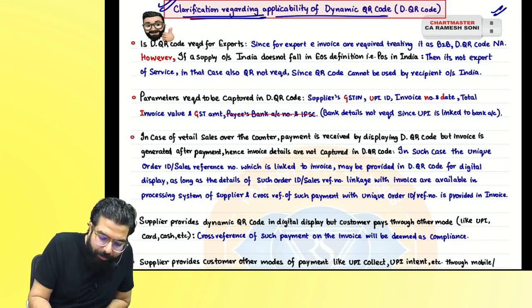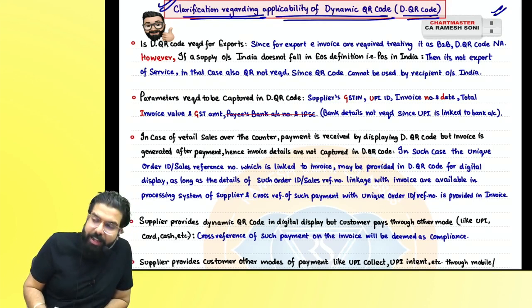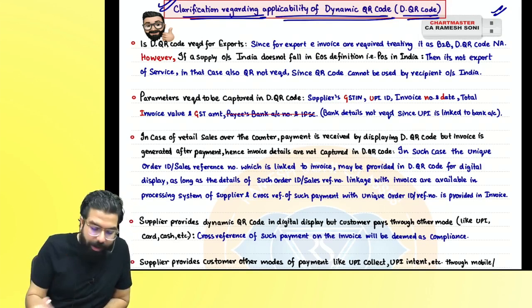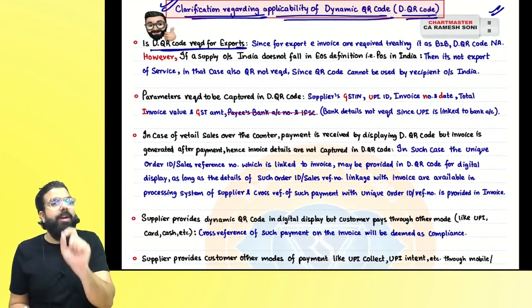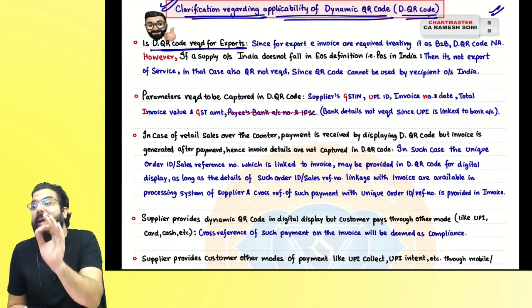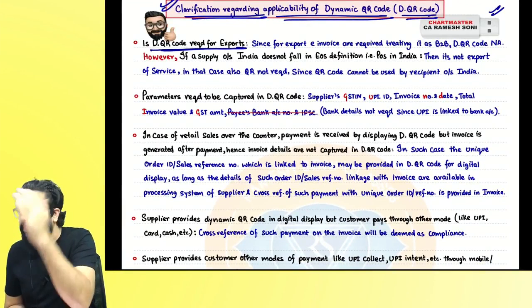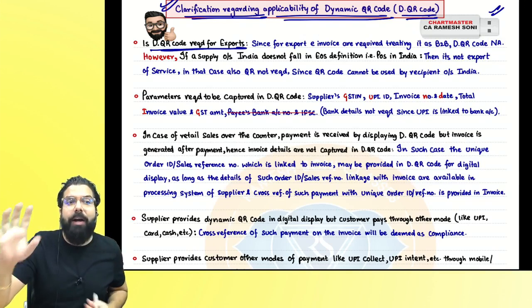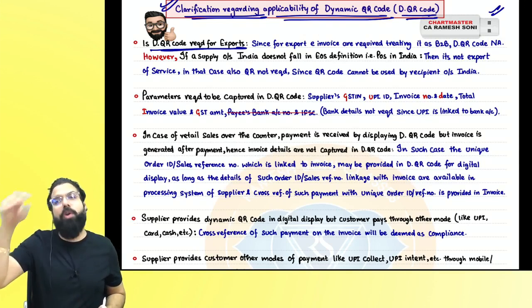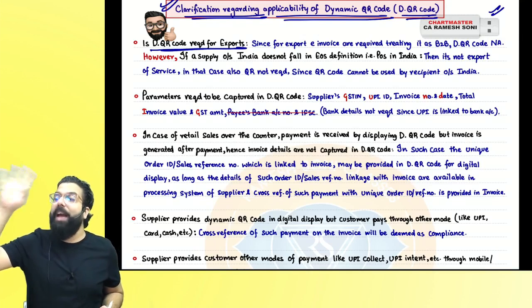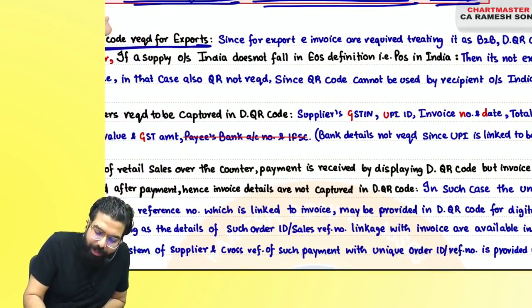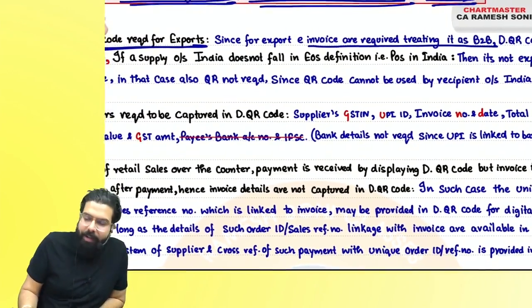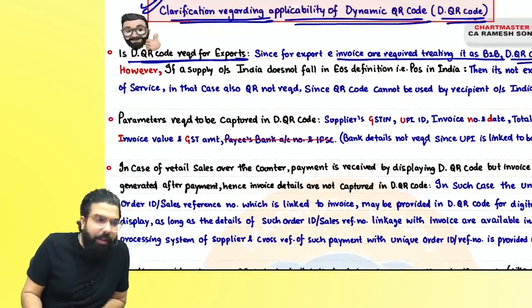Clarification relating to applicability of dynamic QR code. Sir, DQR code I will be writing, so it means dynamic QR code. Is dynamic QR code required for export? In export cases, always remember, exports are considered as B2B supplies only. Yes or no? Actually, export is B2C. But for e-invoicing provisions, they have told us to consider export as B2B, and you have to do e-invoicing. Hence, because e-invoicing provisions are already applicable and we are treating it as B2B, dynamic QR code is not applicable.